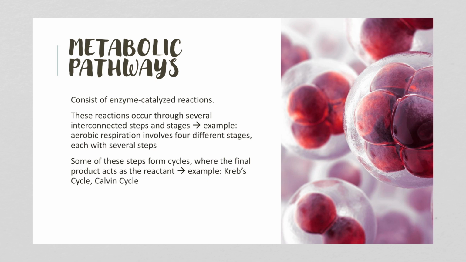Some of those steps, or stages, can form cycles, and the final products will be the reactant, and so the cycle can return over and over again. And the example would be the Krebs cycle and the Calvin cycle. An example of a linear reaction would be glycolysis or the link reaction or the electron transfer chain.